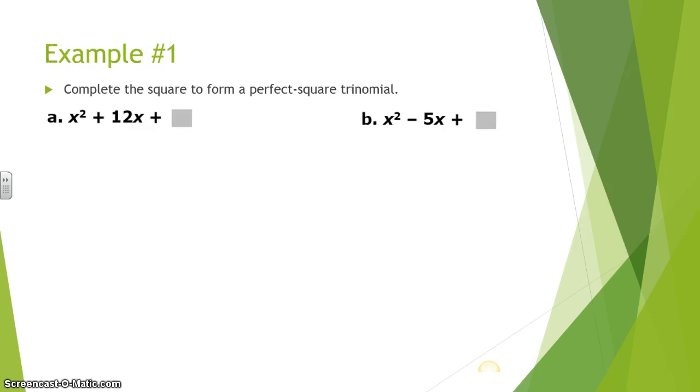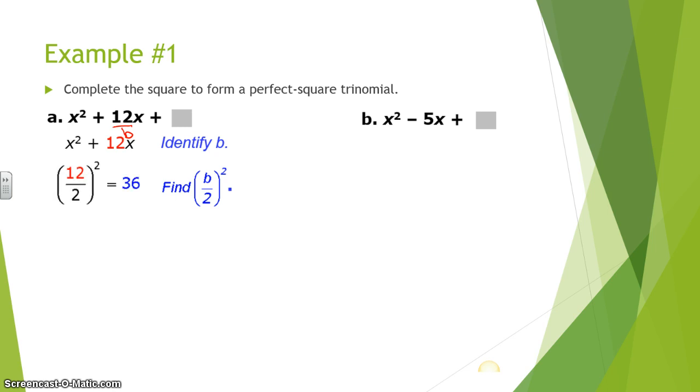Let's look at an example of what we just looked at. So here they want us to complete the square to form a perfect square trinomial. Notice we have our a and b, and we need to find our c. So the first thing you need to do is identify your b. And our b here is going to be 12. So then you find your b divided by 2 squared. So you take 12 divided by 2, which is 6. 6 squared is going to be 36. So for your perfect square trinomial, you'll add that b divided by 2 squared to the expression to get x squared plus 12x plus 36. And that will be your answer.